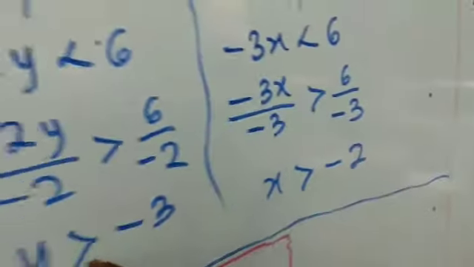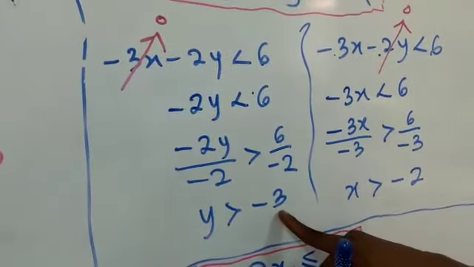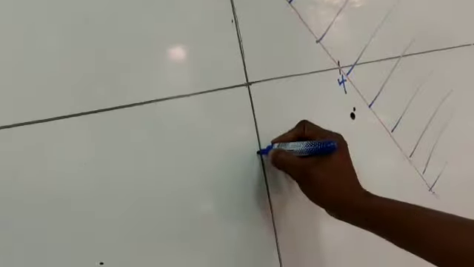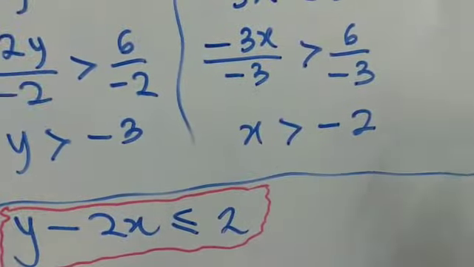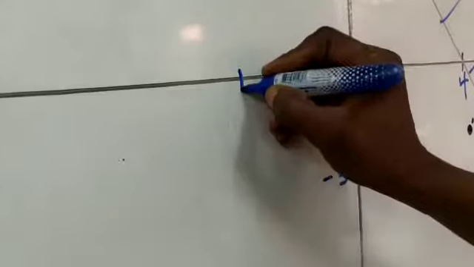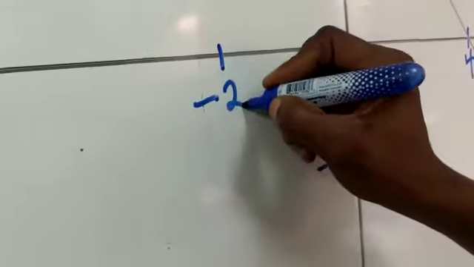So we need to go to the y-axis and mark the point minus 3. On the y-axis, let's say this is the point minus 3. And then we need to go to the x-axis and mark the point where x is minus 2. Let's say this is the point where x is minus 2.